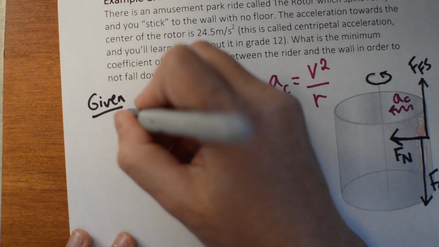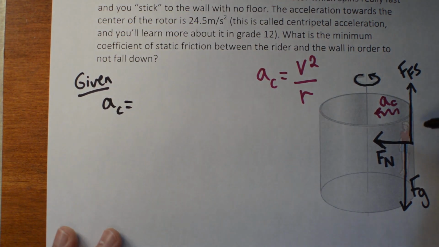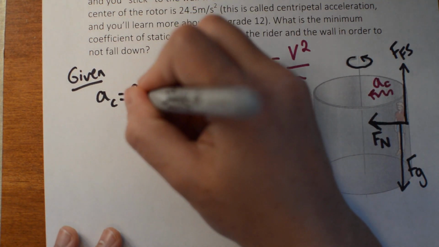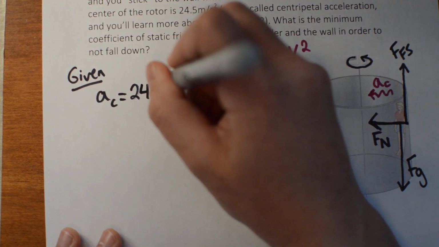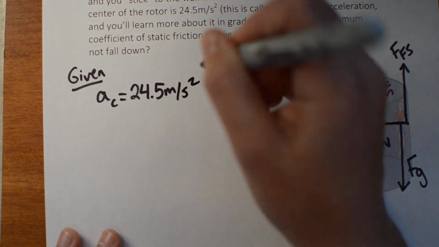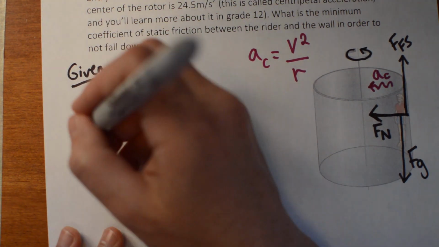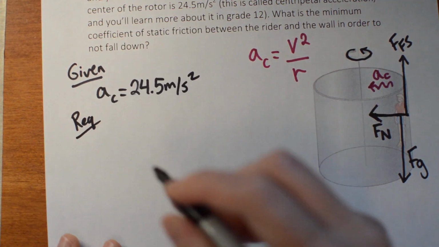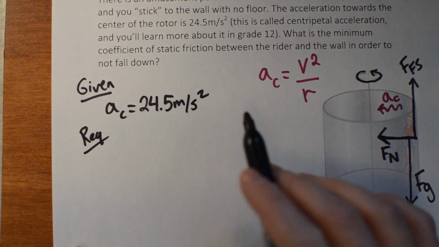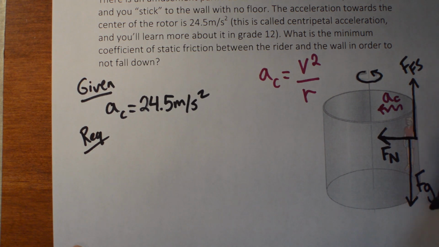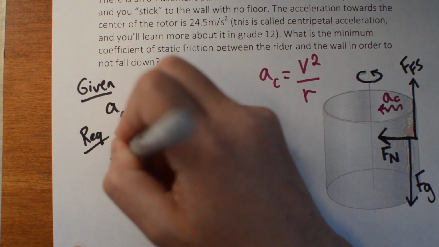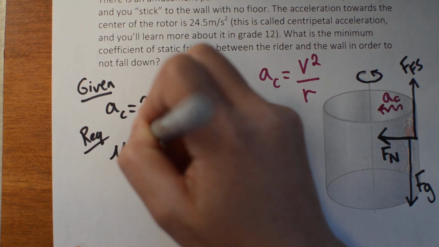Okay, so let's just write down our given information. What we know here is that centripetal acceleration, the acceleration towards the center of the circle, is 24.5 meters per second squared. And that's about all I'm really given here. My required, I'm looking for the minimum coefficient of static friction between the rider and the wall so that she doesn't slide down. So mu s is what I'm trying to find.